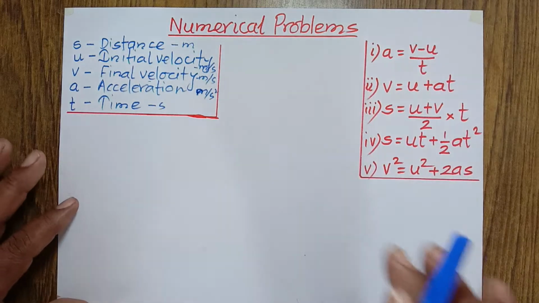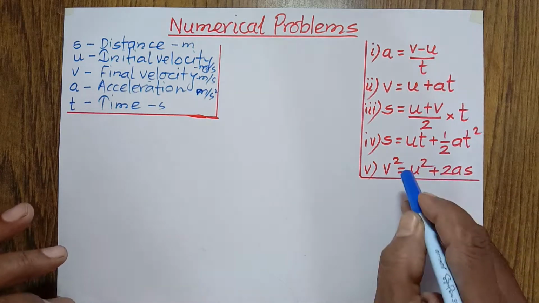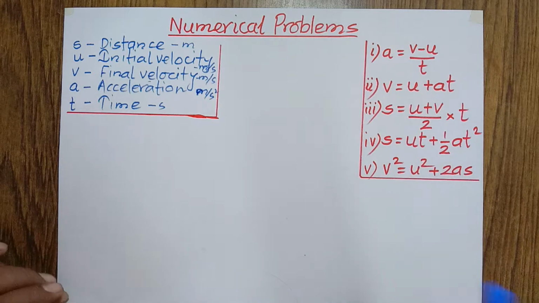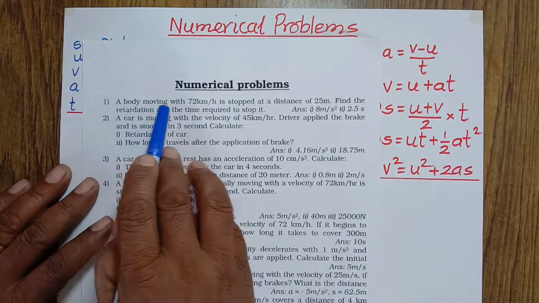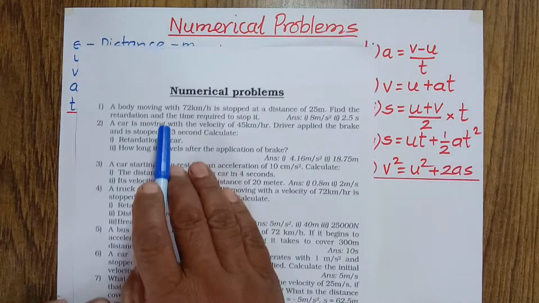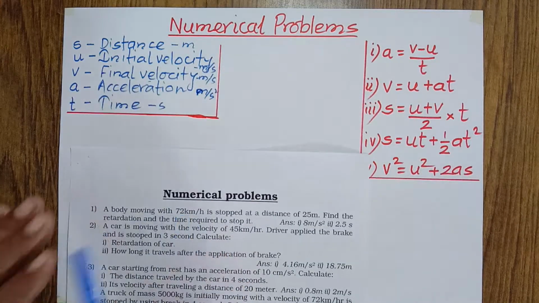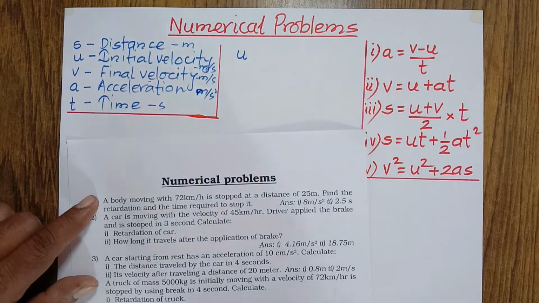I want to show you the method of selection of a particular equation to solve the particular numerical problem. Let's start. Look at this. This is question number 1. A body moving with 72 km per hour. If a body is moving with a certain velocity, then this is initial velocity. Symbol is U. U is given.